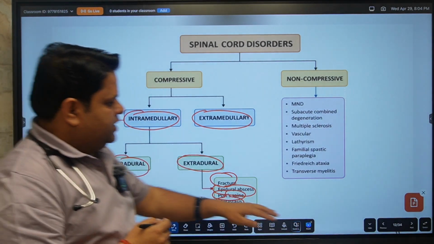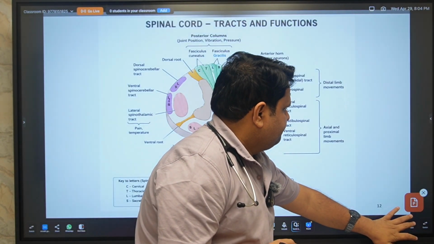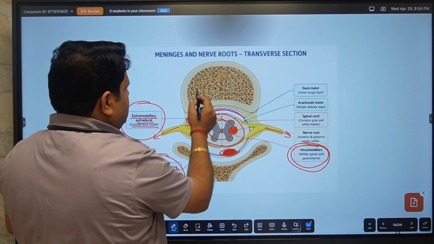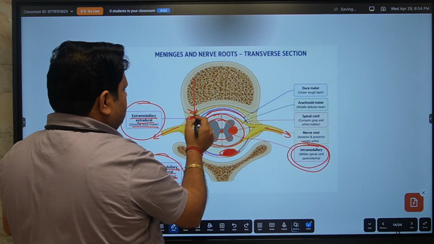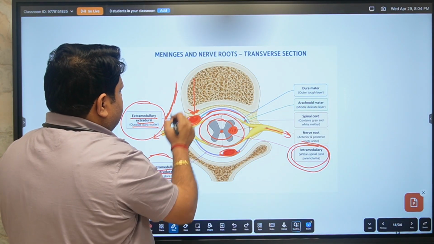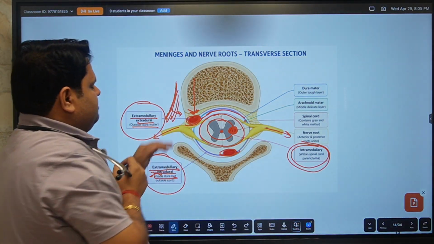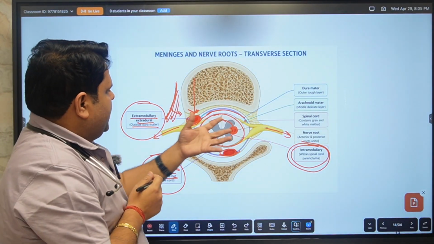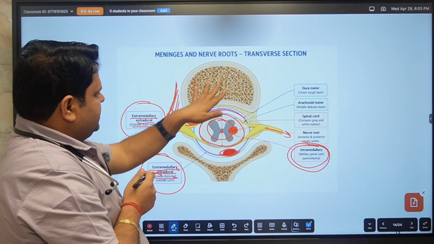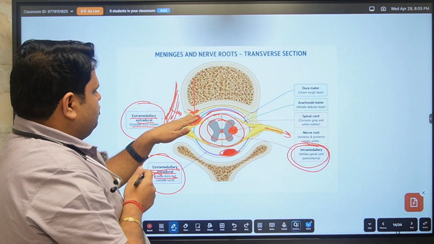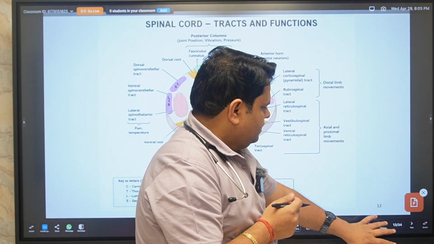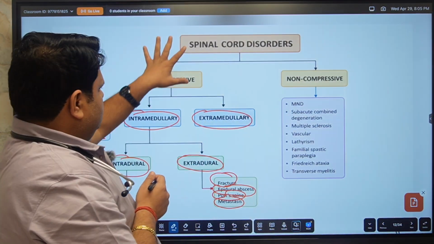Basically, for extradural lesion, this is the extradural region. It may come from the bone, maybe due to Pott's spine, or from the nearby muscles, which may cause an epidural abscess in this place. Pott's spine and metastasis in the spine may cause the extramedullary extradural lesion. So this is the compressive type.